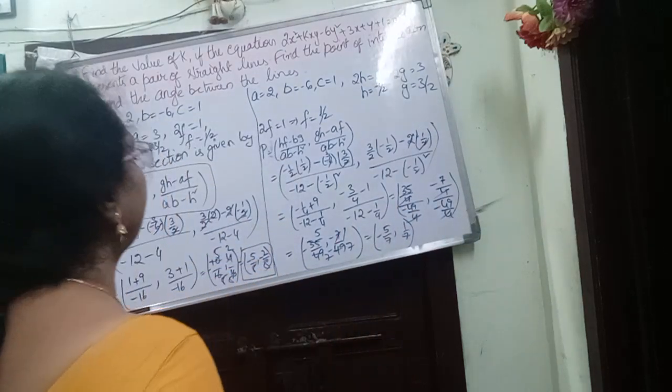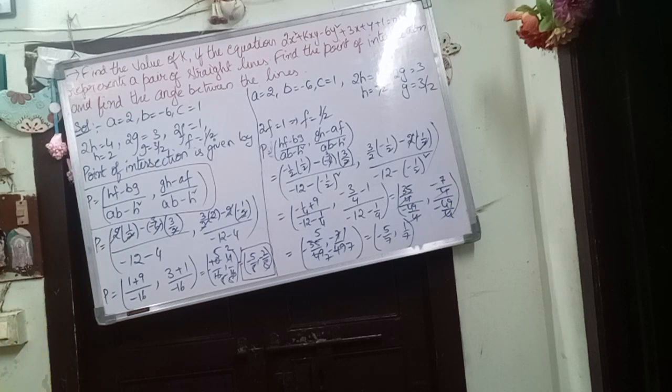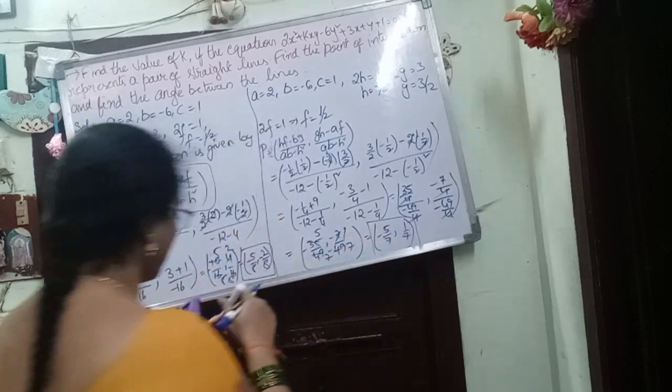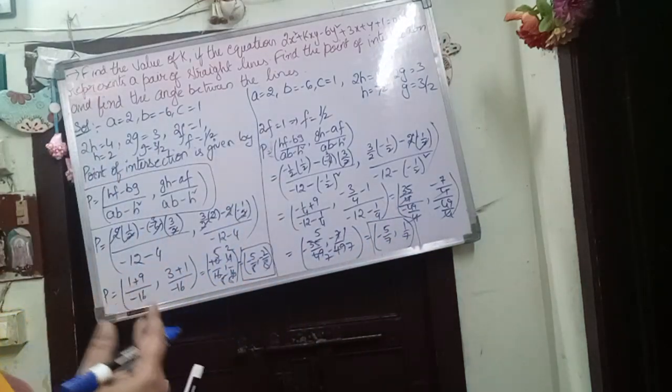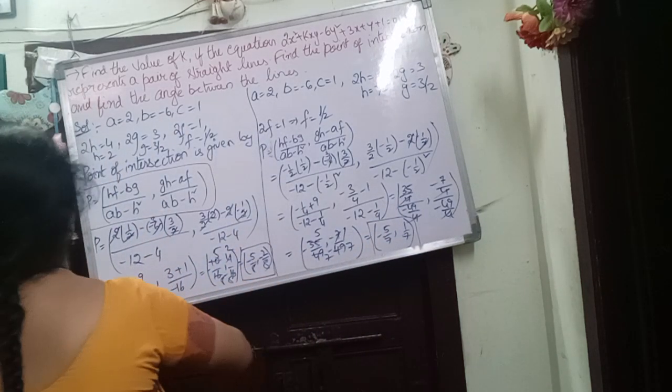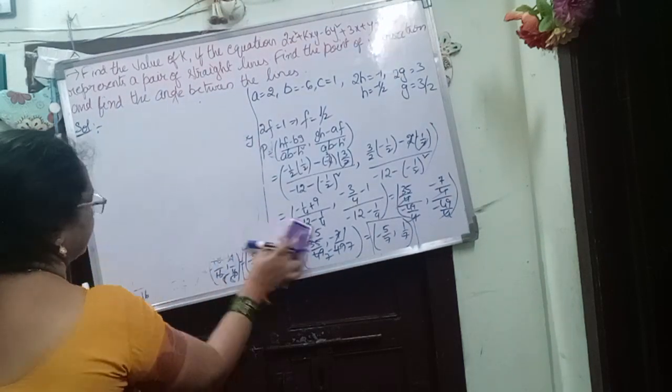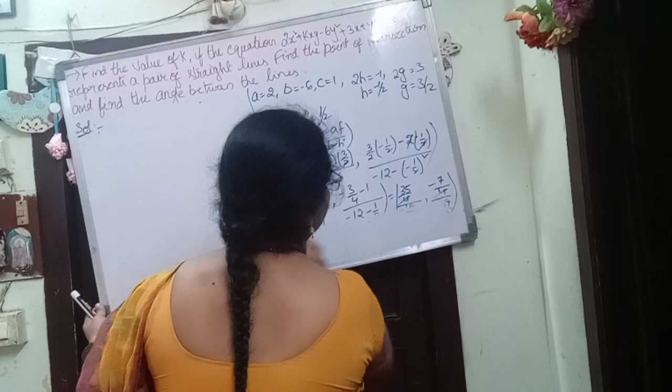See, here if we take the 2h value minus 1, that is k value minus 1, we get the point of intersection this much. Now we have to find the angle between the two lines in the two cases. Okay? Angle between the two lines.